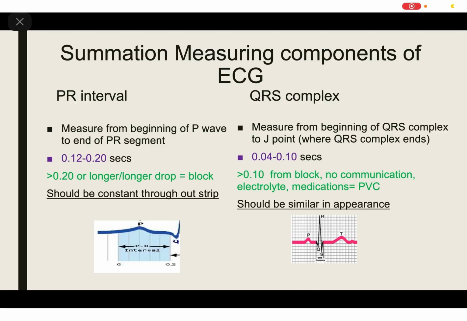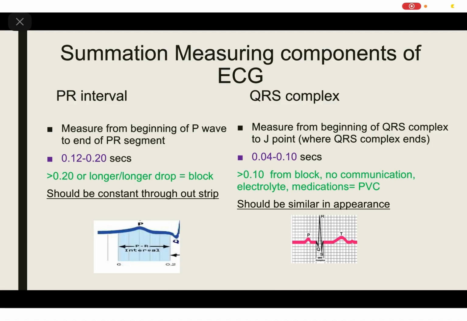All right, so summary, measuring components of the EKG. So PR interval is always so important. QRS interval is super important. Don't let that P to R interval be more than one of those big boxes, or greater than 0.20 seconds. You should be suspecting a block if it's longer than that. QRSs, this shouldn't be greater than 0.10 of a second. There could be another type of block.